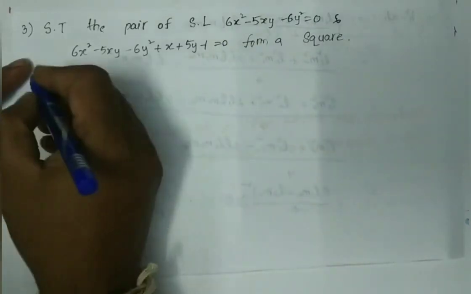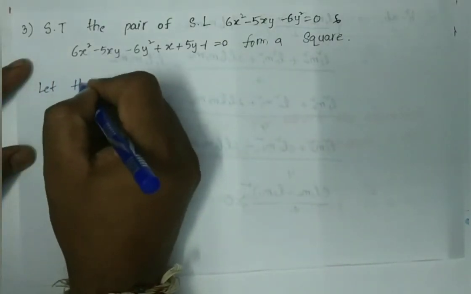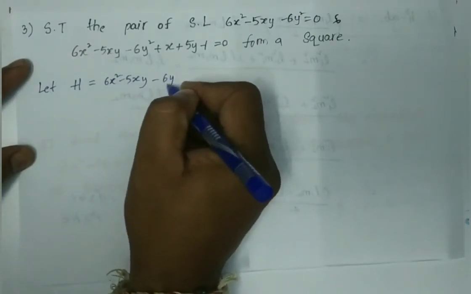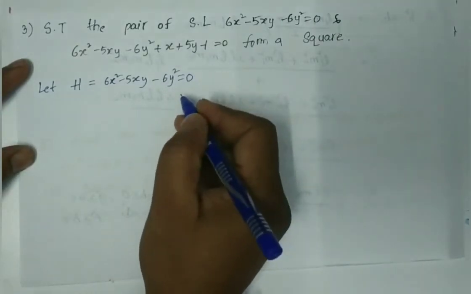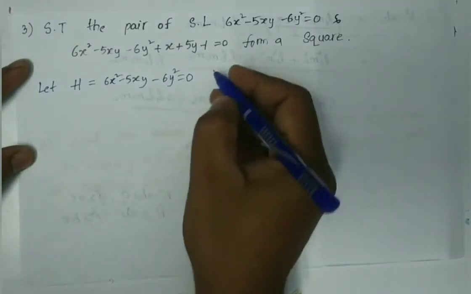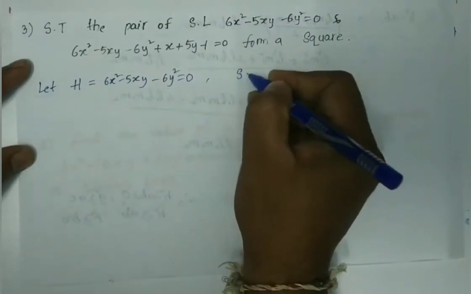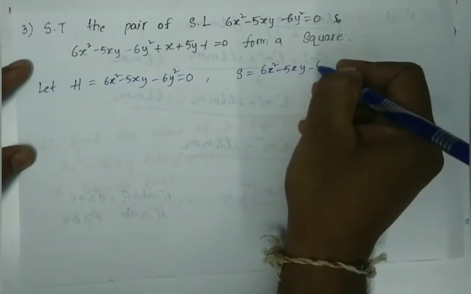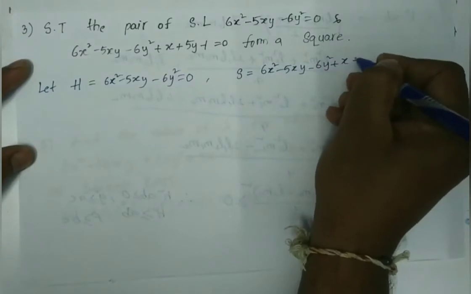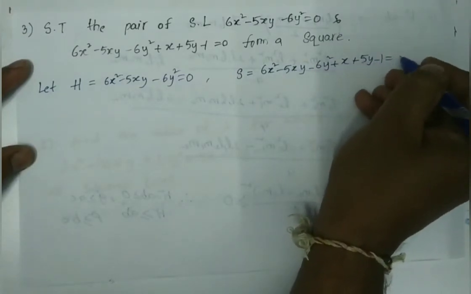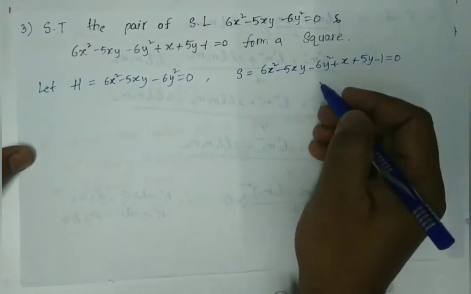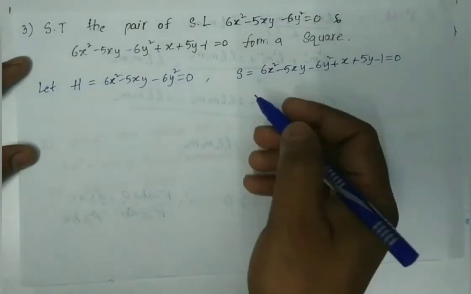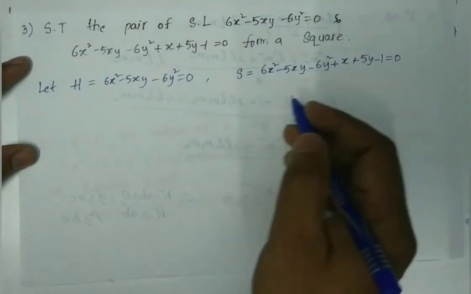First, let us consider the equation H, which is 6x square minus 5xy minus 6y square is equal to 0. If you observe, students, this is a homogeneous equation. Now also consider the equation S, which is 6x square minus 5xy minus 6y square plus x plus 5y minus 1 is equal to 0. So this is a non-homogeneous second degree equation. Now let us see how to show that this pair of straight lines forms a square.